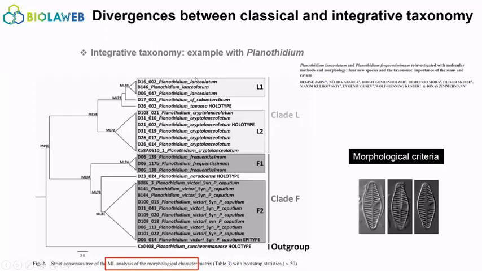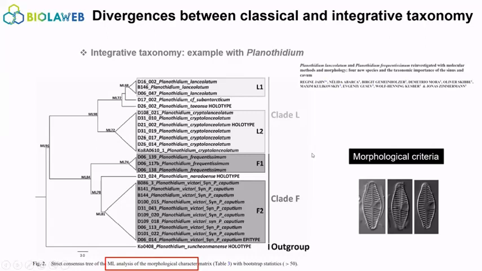Here, for instance, these two are neighbors. It means that their morphology is similar. And they were able to define a certain number of groups which are well supported. So we should have a bootstrap value here. So you have different clades here.